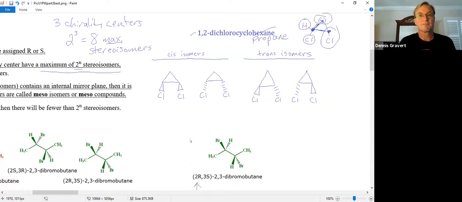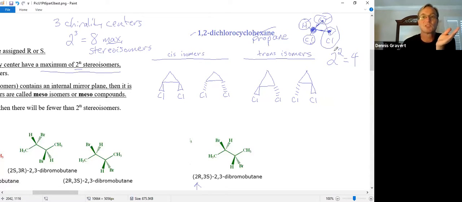If there's an atom, most of the time it'll be carbon in this class. Actually, it'll always be carbon in this class. Is that carbon attached to 4 different things, groups? Yes, here it is. A chlorine, carbon with a chlorine, just a regular carbon, and a hydrogen. So yes, this carbon is a chirality center. You can do the same check on the other carbon. Yep, that's a chirality center. We have 2 chirality centers. So there must be a maximum of 2 to the 2nd power stereoisomers.